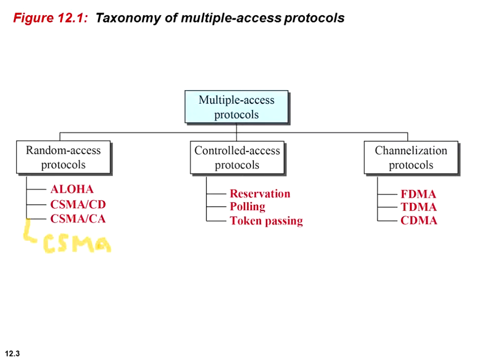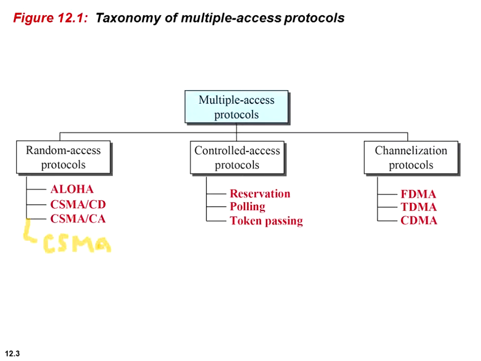So we have four categories. We have ALOHA, CSMA, CSMA CD, and CSMA CA. These protocols are mostly used in LANs and WANs, local area network and wide area network.